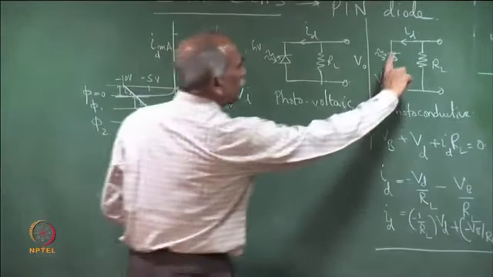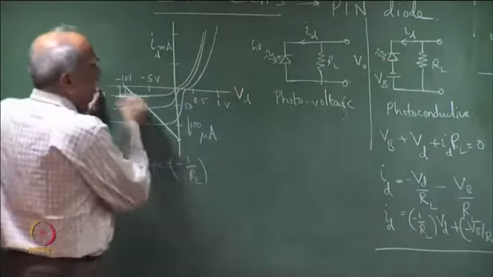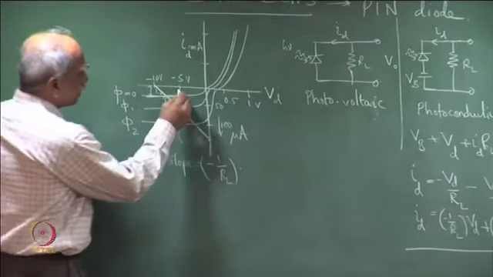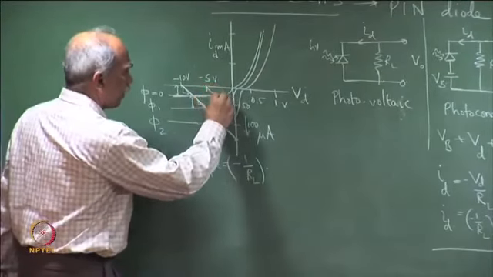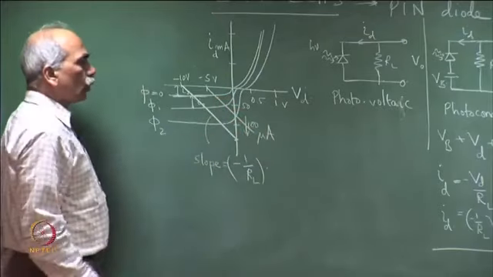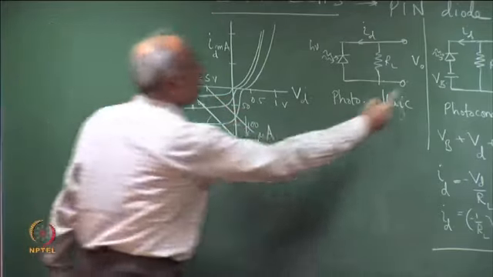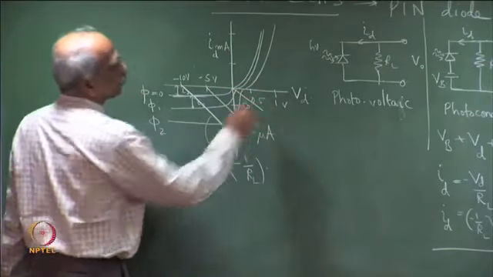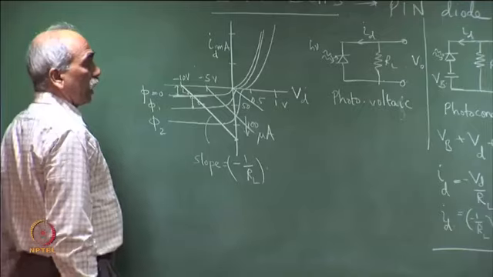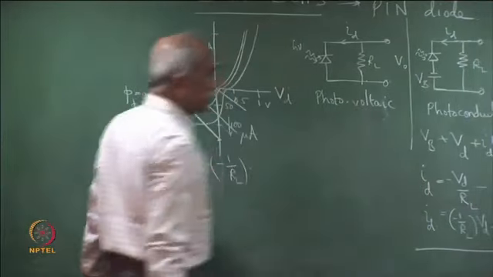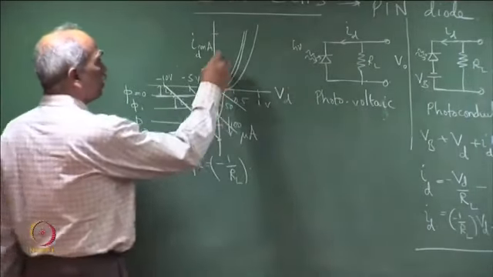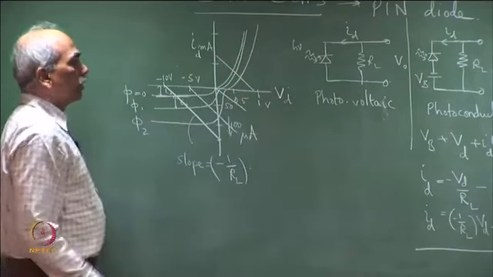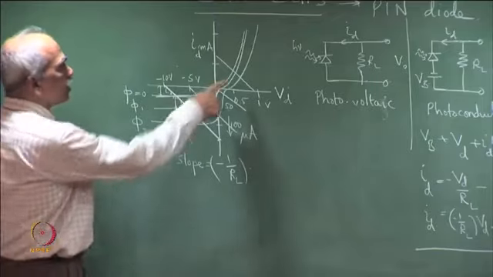If we reduce V B to minus 5 volt, then this curve will shift here. The new load line will be this. If we turn off V B to 0, the load line will be here, and if we forward bias this, then the load line will be here. Please note that all of them are parallel.